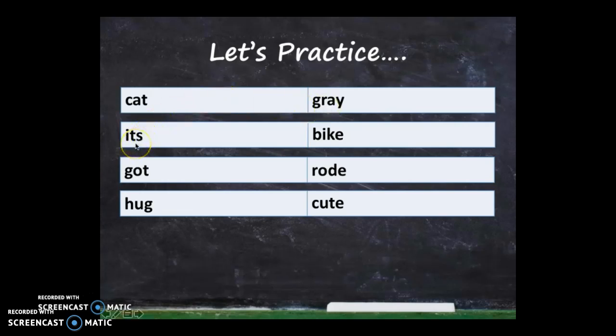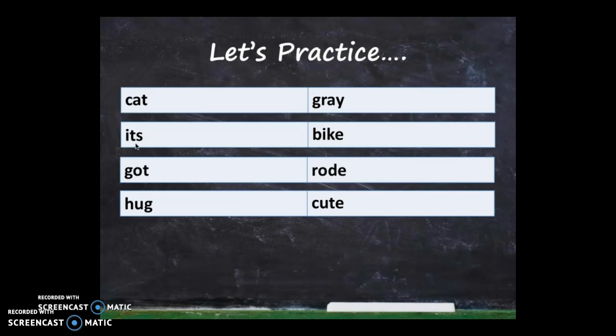Look at the word it's. Do you hear that short I in there? It must be a short I sound. Say the word bike out loud. Do you hear the long vowel sound I in bike? That means this must be a long vowel sound.